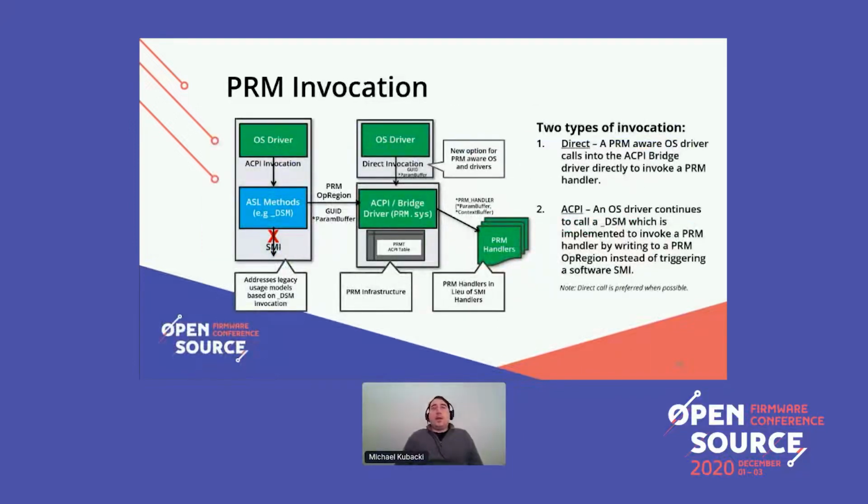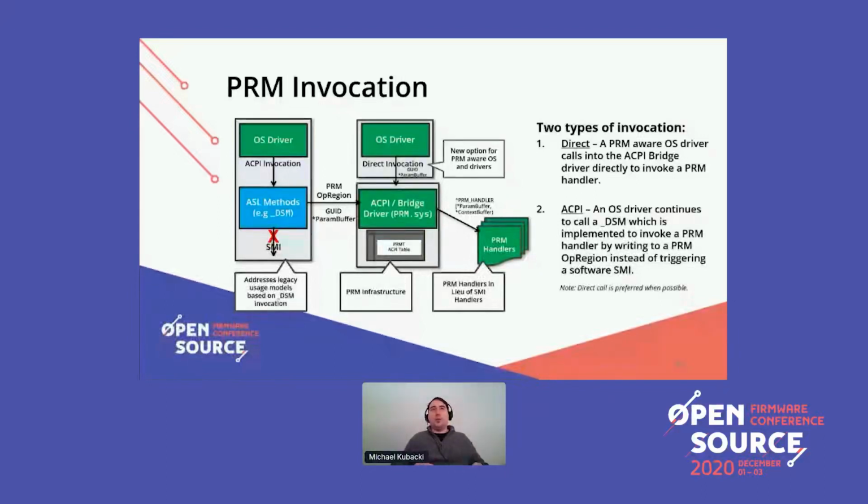So how do we invoke PRM? Now that the operating system has information about the PRM modules inside a system, it needs to be able to invoke the functionality in those modules. You can think of a PRM module as being like a PE32 image that has a bunch of functions inside. Those functions can be executed by the operating system. They are called PRM handlers.